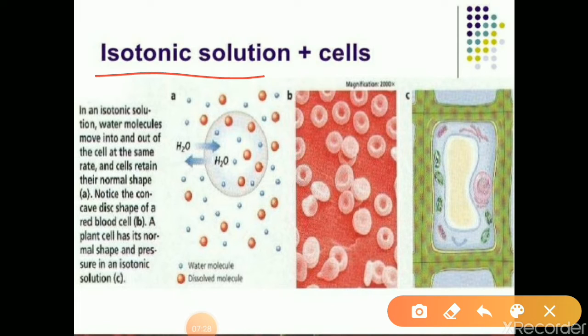Whereas when we keep a plant cell in isotonic solution, there is no change. Why is there no change? Because inside the cell and outside the cell, the same concentration of molecules is there. That means the solute concentration and water concentration inside and outside the cell will be the same. So there is no net movement of water molecules. That means no osmosis takes place.